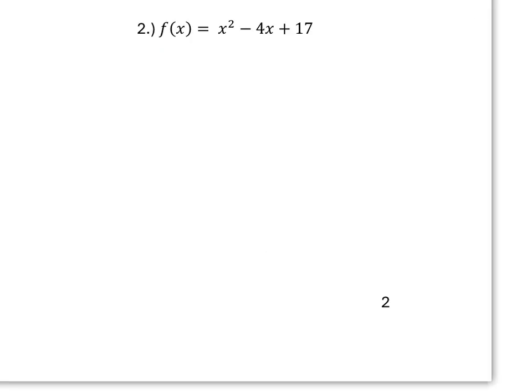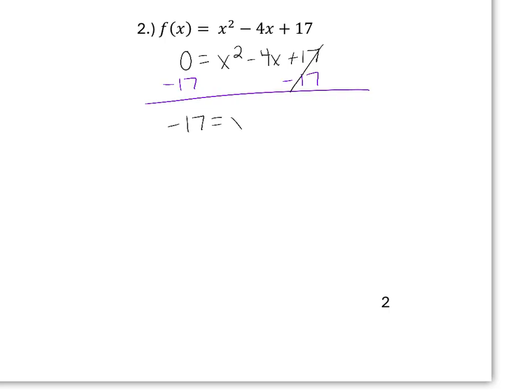Minus 17. Step 1, well, first set equal to 0. Then move the constant over. So we get negative 17 equals x squared minus 4x. We will manipulate this to get the completing the square setup that we need. Negative 4 divided by 2 is negative 2. And then we square it, which gives us positive 4.